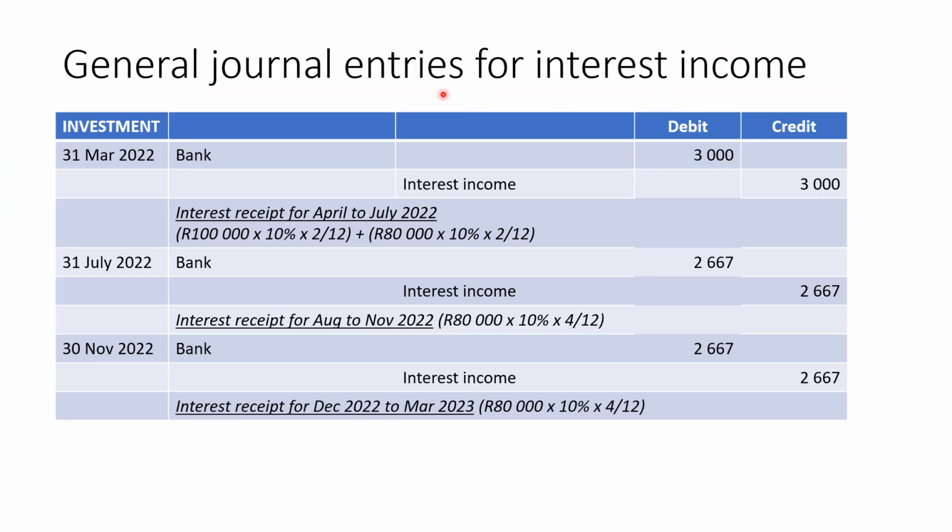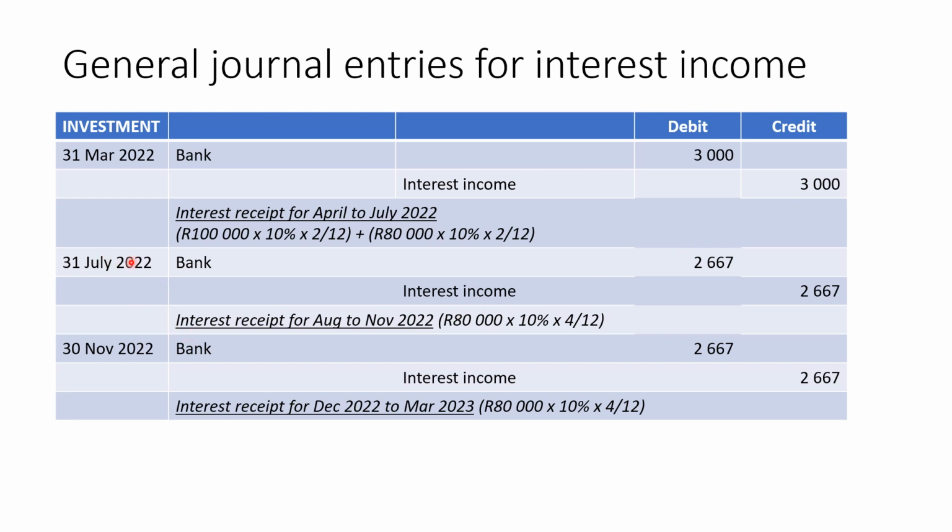Then if we had an asset on which we were earning interest income, this is the receipts that we would receive. On the 31st of March, we receive interest for the next 4 months. And remember, the balance changes 5 months into the year, which is the end of May. So we receive interest for 2 months, April and May, on 100,000. Then we receive interest on 80,000 for June and July. So we debit bank, credit interest income with 3,000.